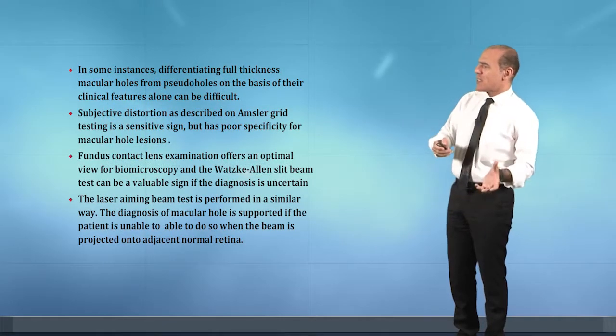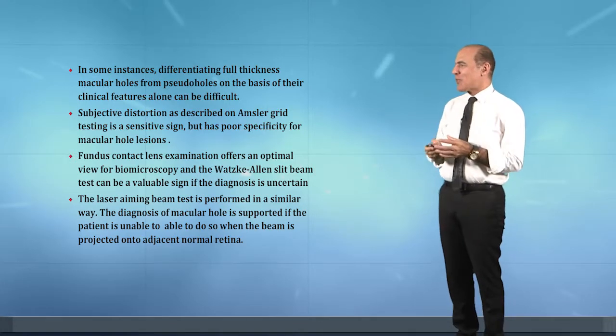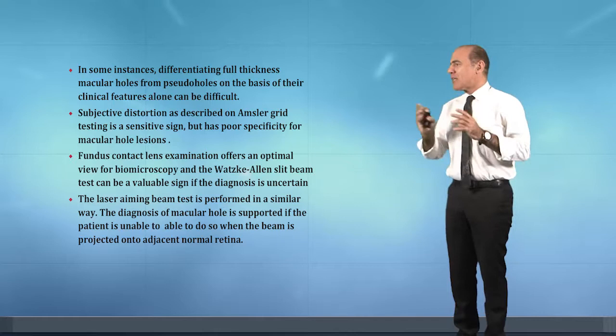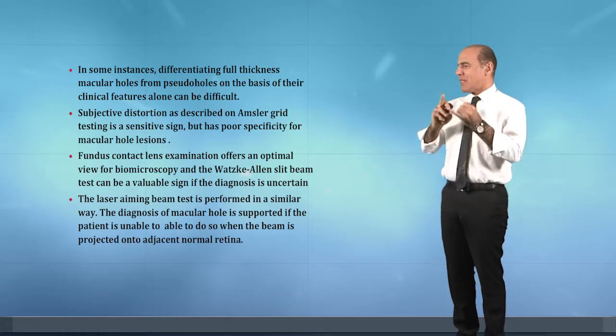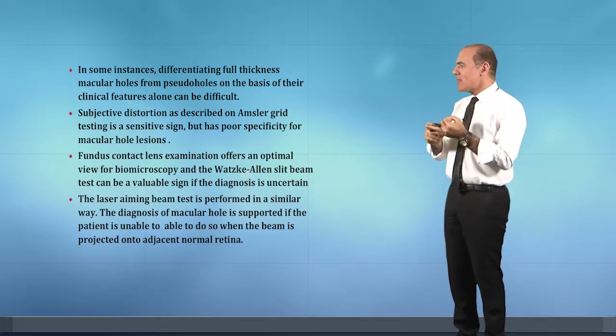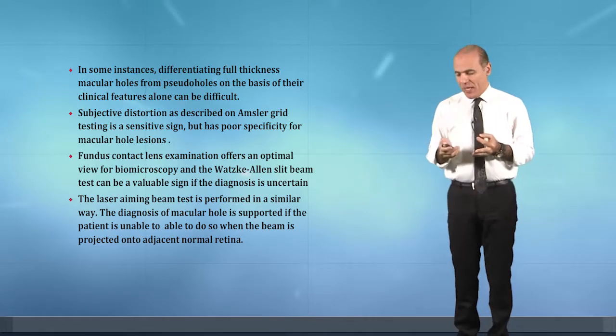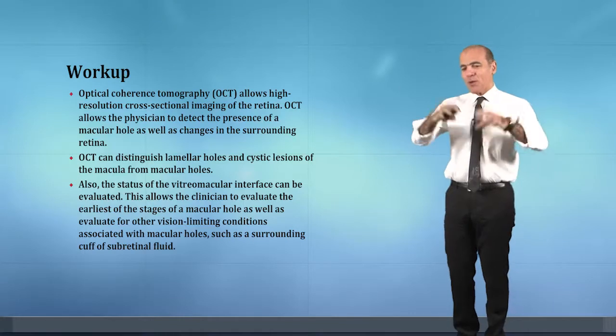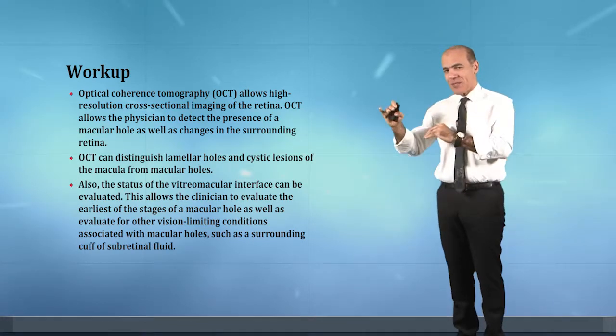Differentiating between a full thickness macular hole and a pseudo hole on the basis of the clinical features alone is a little bit difficult. So subjective distortions with the Amsler grid are very important. The fundus and the laser aiming beam are very helpful in that part. But after all that, you should understand the basis of the science.